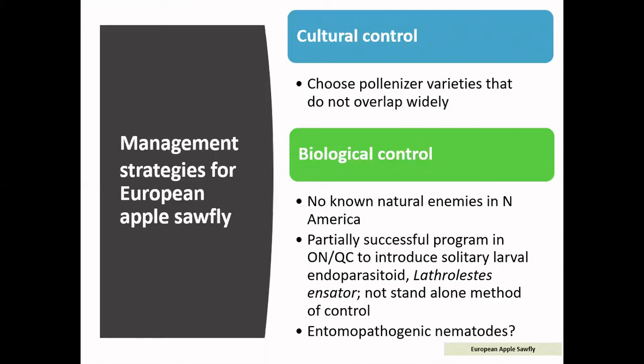There has been some work done looking at the efficacy of parasitism for this pest in Quebec and some Ontario orchards, and it has been found to be quite successful. However, it's not widely used at this time, but there is definitely some potential for being able to rely on some introduced parasitism to control European apple sawfly.